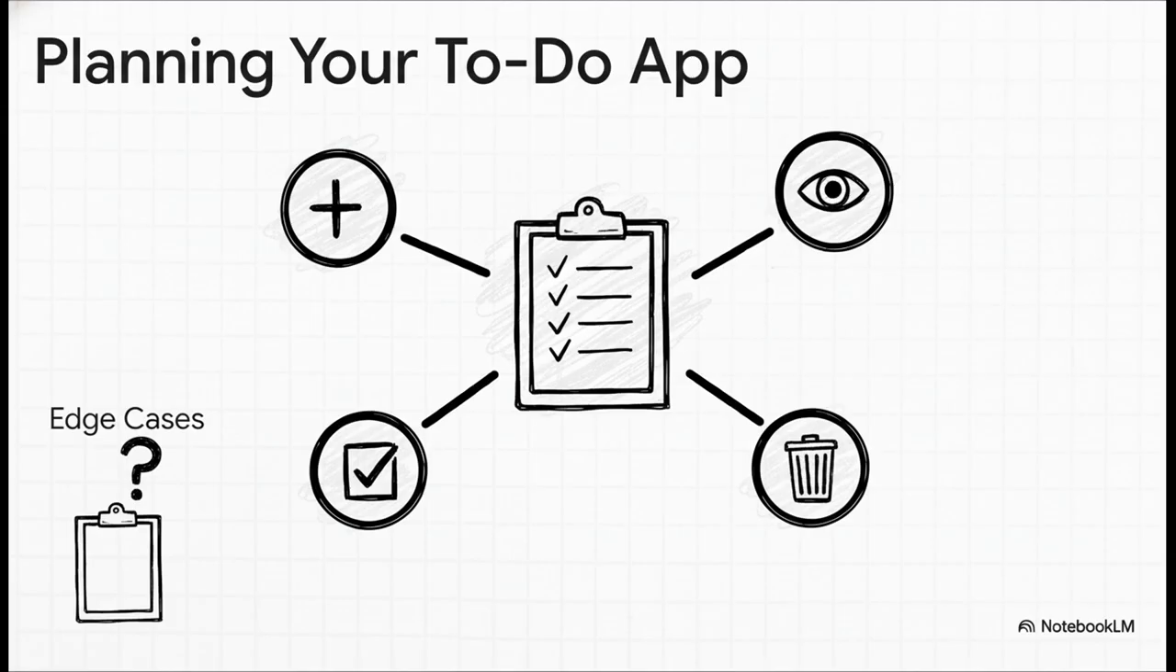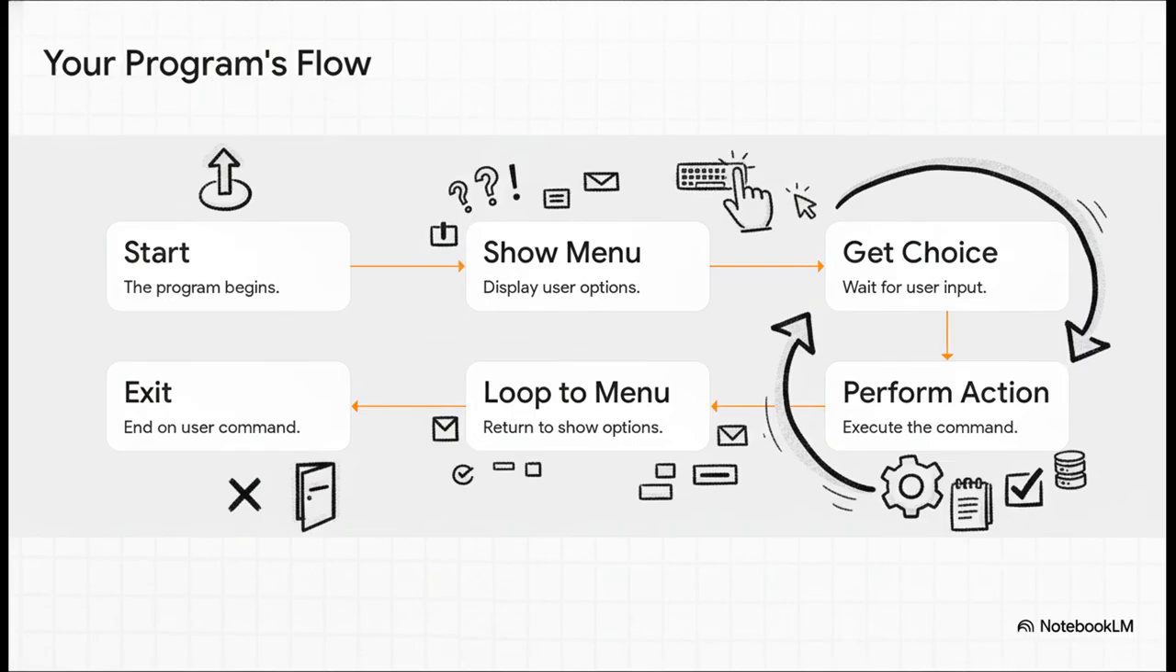You also got to think about the user flow, how they'll navigate around. And what about weird stuff, edge cases? Like what happens if they try to view tasks but the list is totally empty? Thinking about that stuff now will save you a massive headache later on. And this right here, this is the heartbeat of pretty much any console app. It starts up, shows you a menu, waits for you to pick something, does the thing you asked for, and then loops right back to the menu again. It just keeps doing that over and over and over until you tell it, hey, I'm done, time to exit.